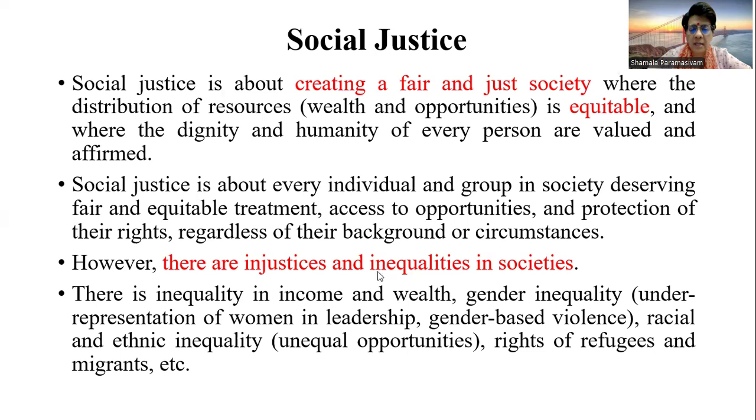However, there are injustices and inequalities in societies. For instance, there's inequality in income and wealth. There's also gender inequality, for instance, the underrepresentation of women in leadership. Then there's gender-based violence. With regard to race and ethnic groups, there is also inequality in terms of unequal opportunities. Then with refugees and migrants, there are also inequalities with regard to rights that are afforded to them. So these are examples of injustices and inequalities in societies. But social justice itself means working towards a society that is fair and just.